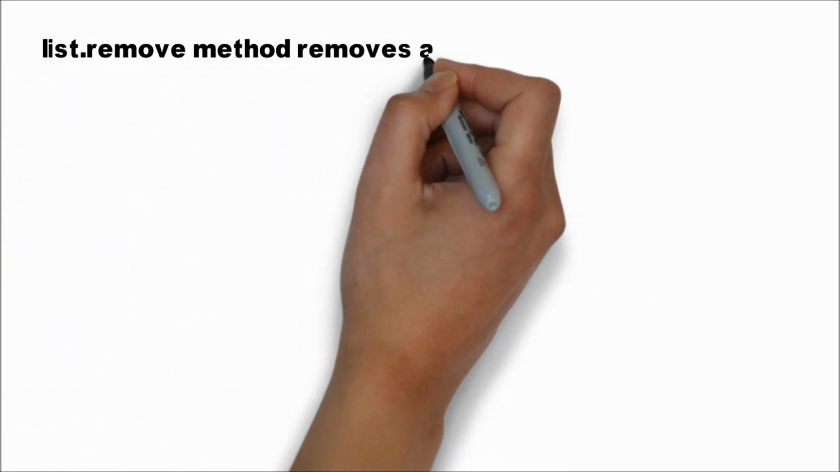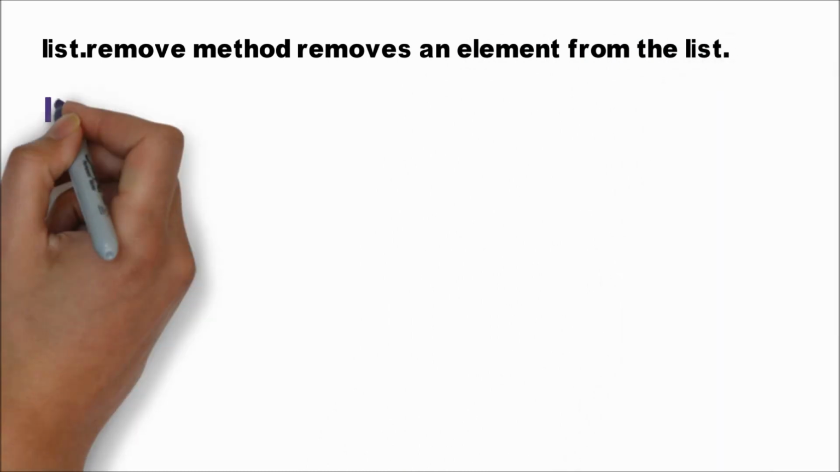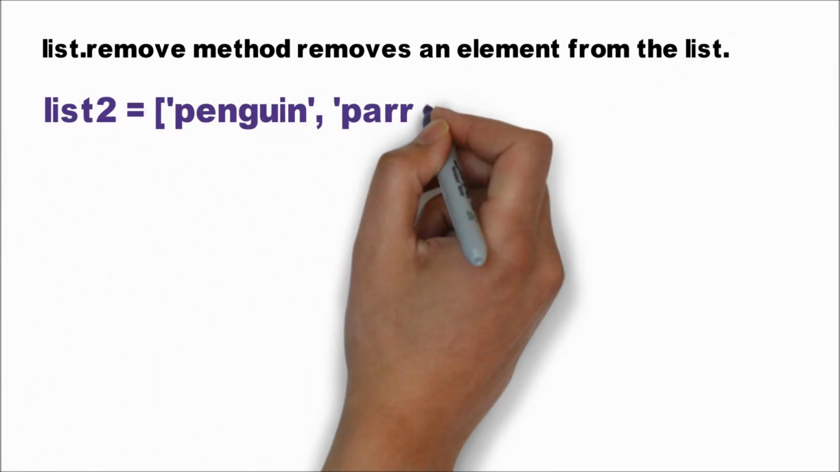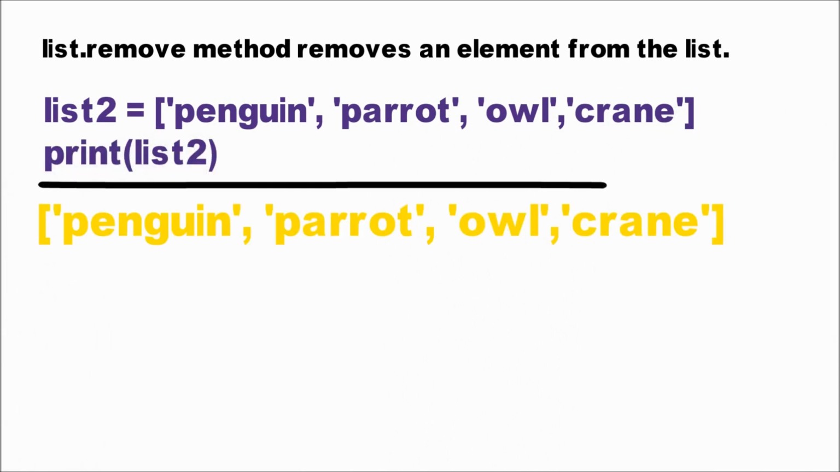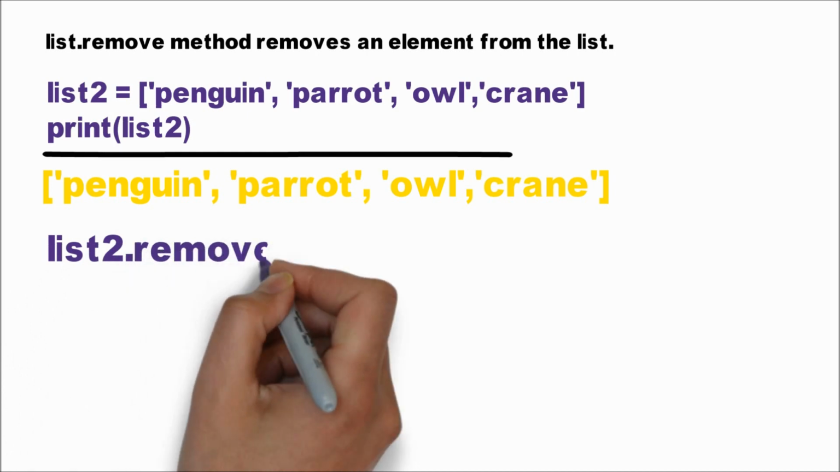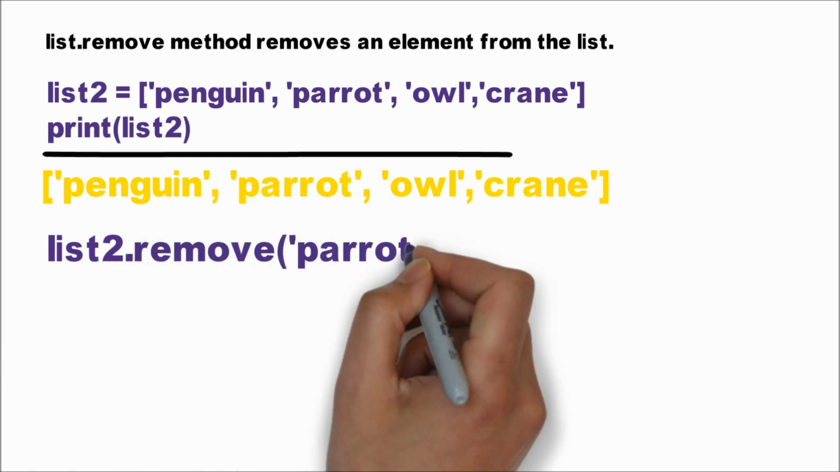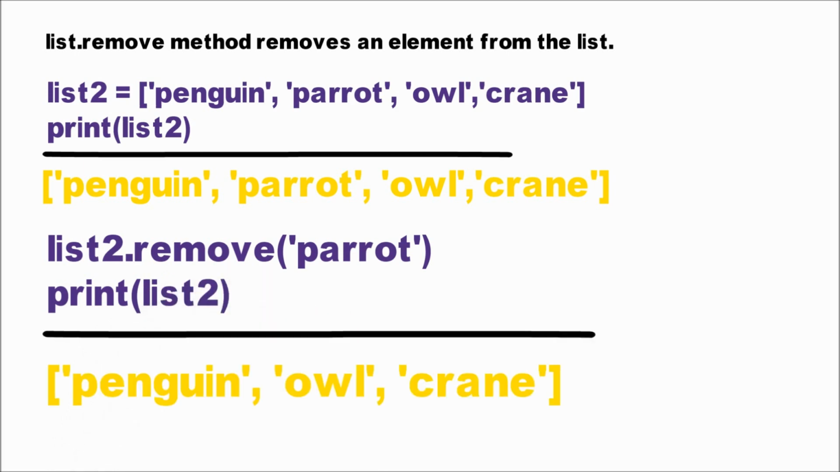Next, we shall see the list.remove method, which removes an element from the list. Let's create a list2 equal to penguin, parrot, owl and crane. Let's use the list.remove method and remove parrot from the list. So we can see that parrot has been removed from our list.